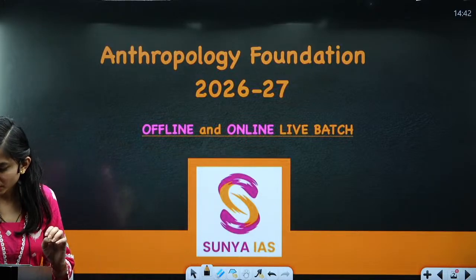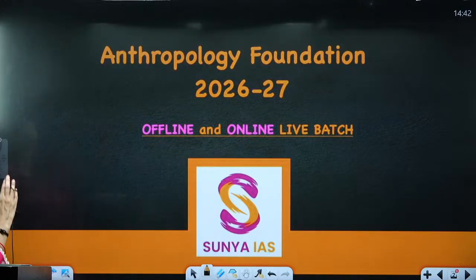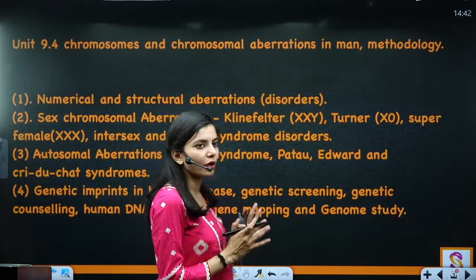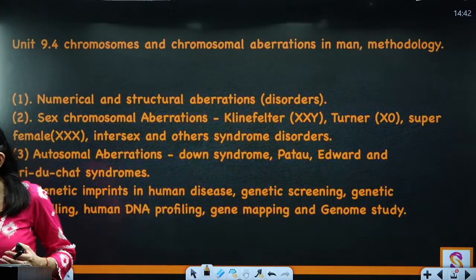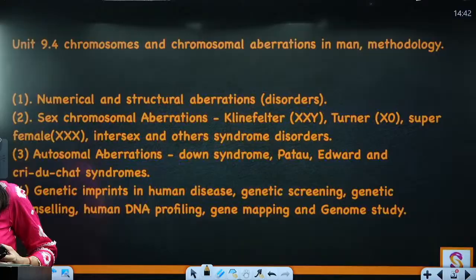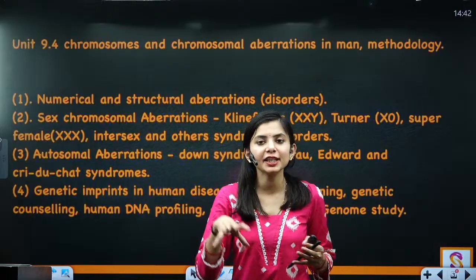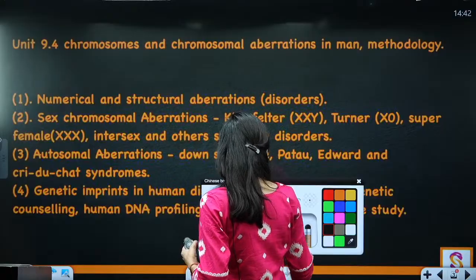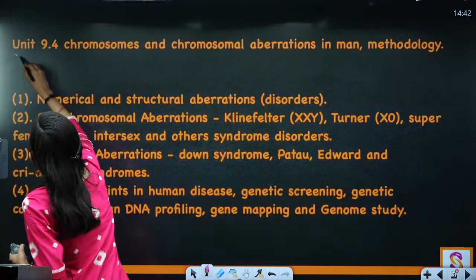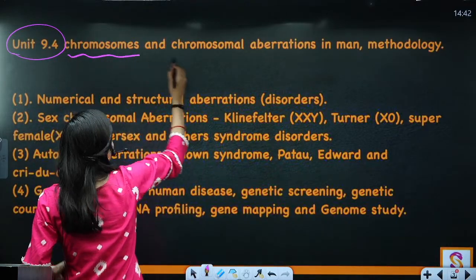As you know already from the previous lecture, we have started with the syllabus for the unit 9.4. In every single topic, I used to show that there are some sort of topics, and these topics are being assigned by the UPSC. Now, in the same way, unit 9.4 is showing you the chromosomes and chromosomal aberration.